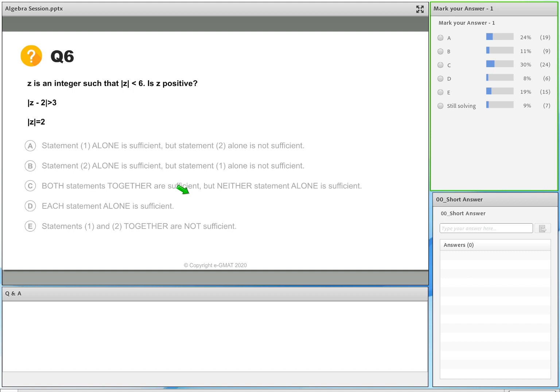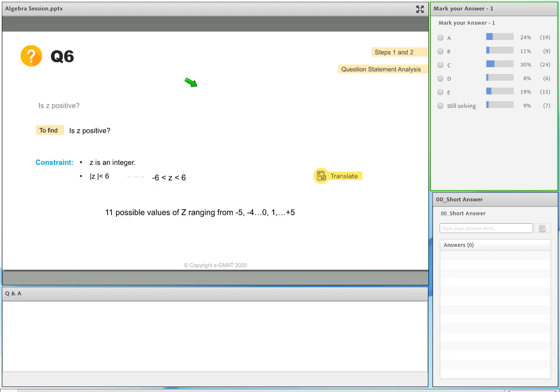Now here's question number 6. Let's start discussing. Z is an integer such that absolute value of Z, mod of Z, is less than 6. Is Z positive? Now, to approach any data sufficiency question, what you need to do is start with the question stem. So with the question stem, all I want to see is Z a positive number or not? And what am I given? That the absolute value of Z is less than 6.